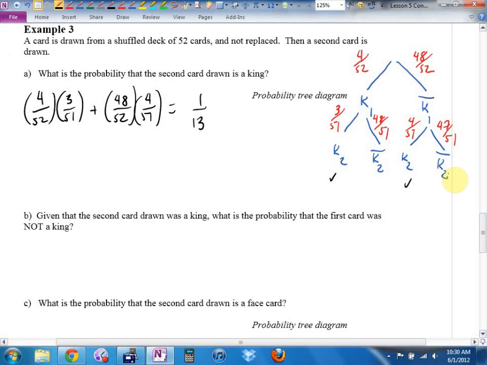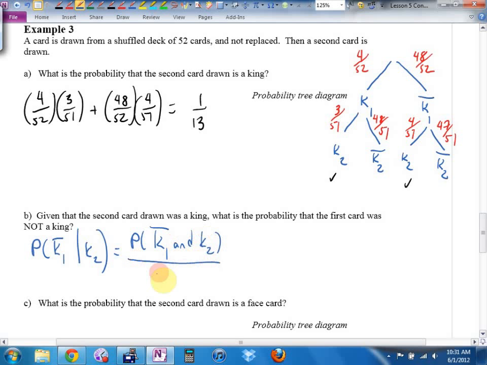I'm going up the tree. This is a job for conditional probability. I've got to translate it into a statement, though. Let's see. This is going to be the probability. What's the given thing? What do I know? What did they tell me occurred? King 2. What do they want me to find? Not King 1. Which is going to be both of them. Not King 1 and King 2, divided by the given one, King 2.